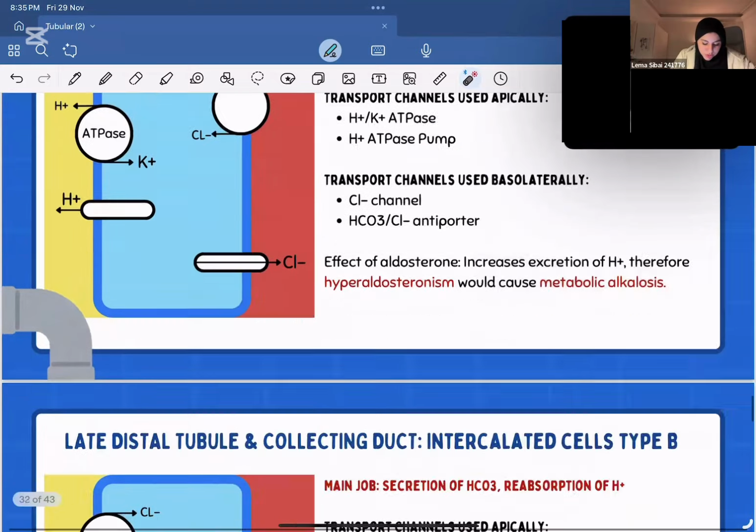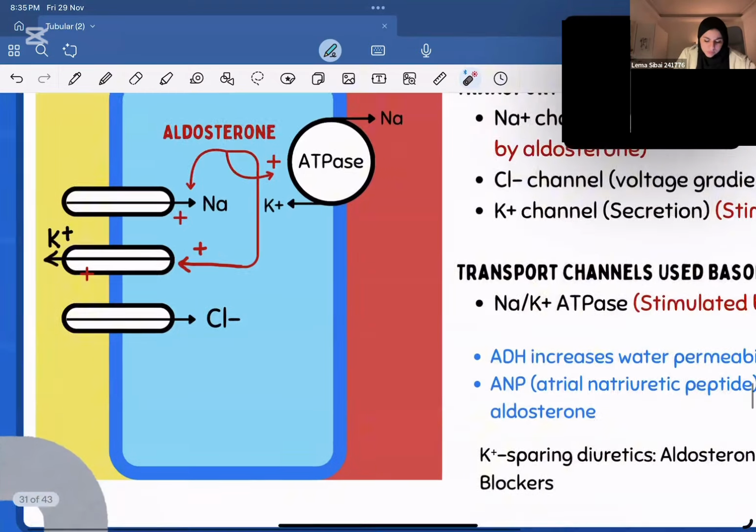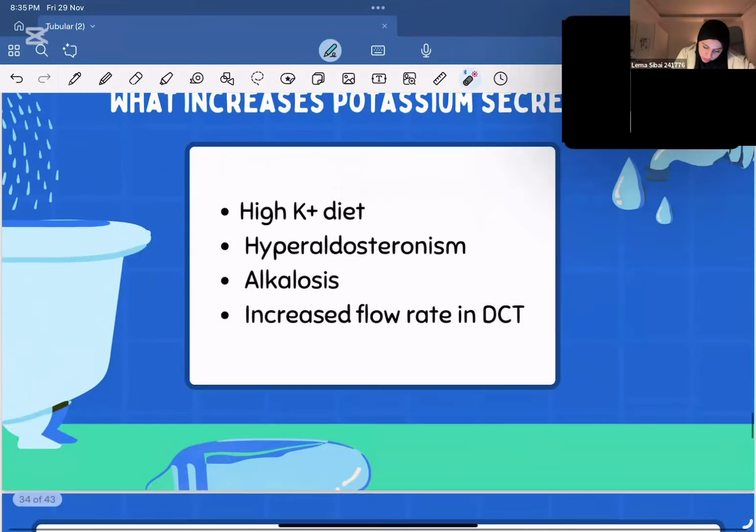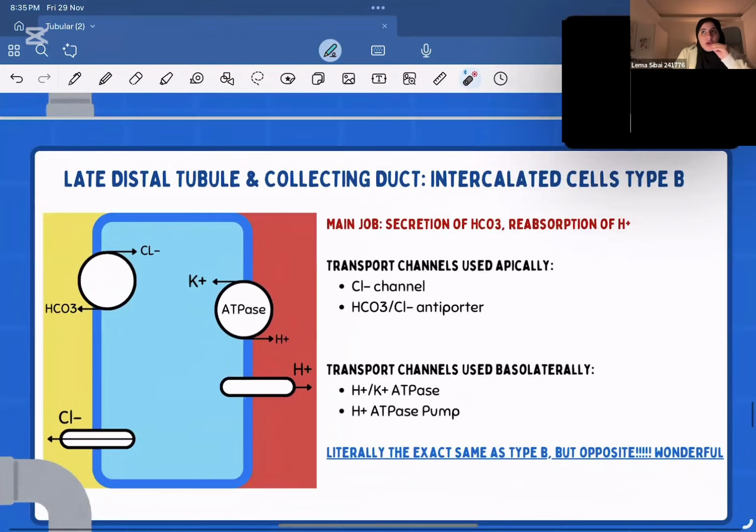Alkalosis causes potassium secretion over here. When you have metabolic alkalosis, we said that your body has lots of bicarbonate in your blood and not enough hydrogen. So how does your body compensate for this?